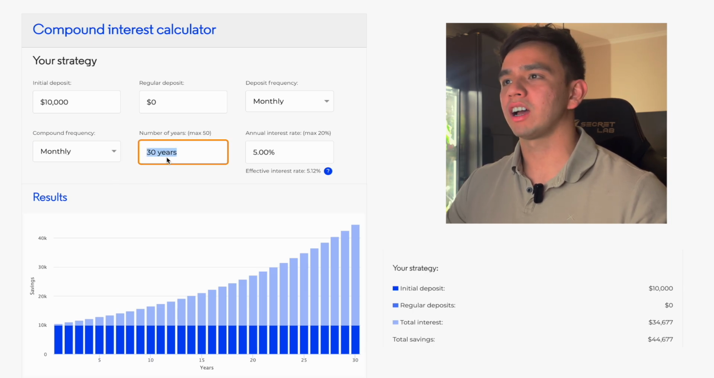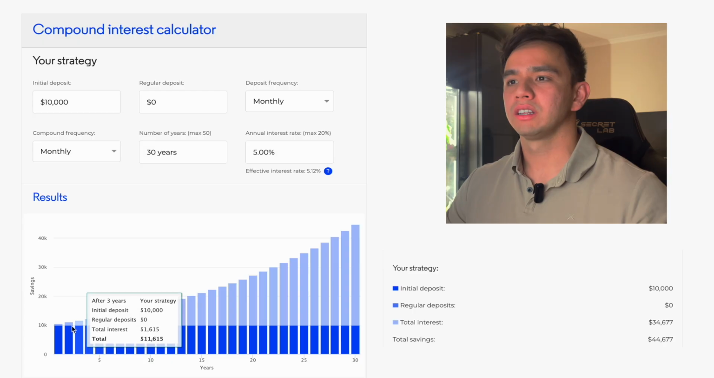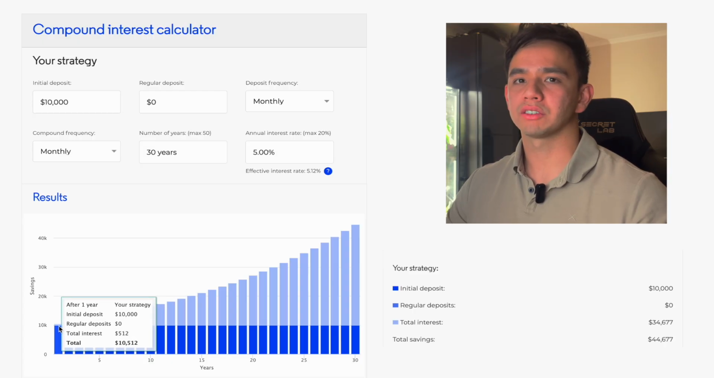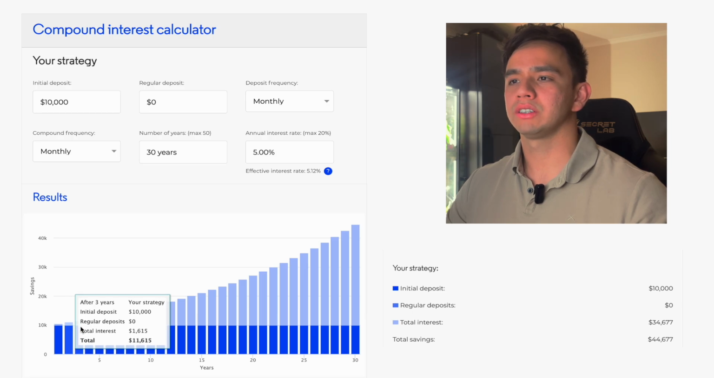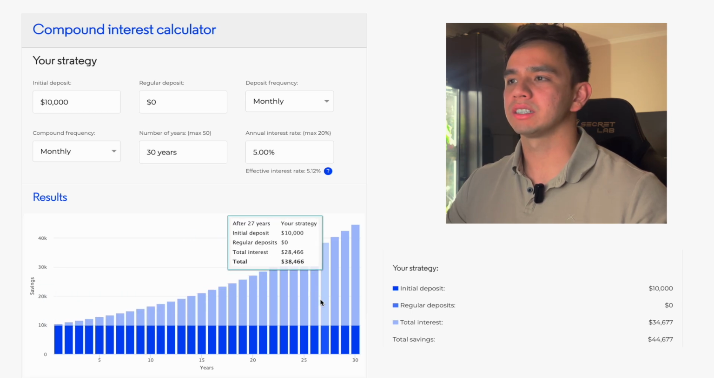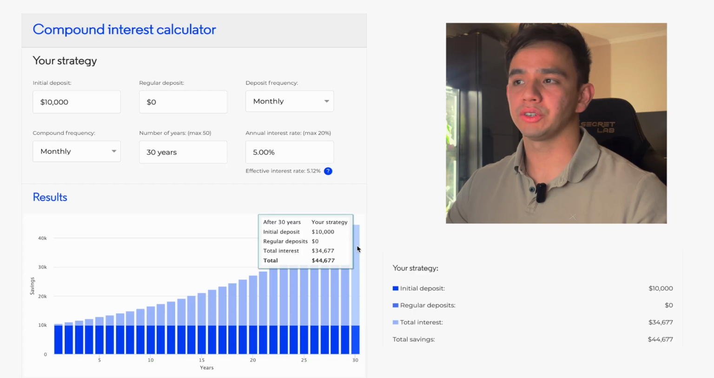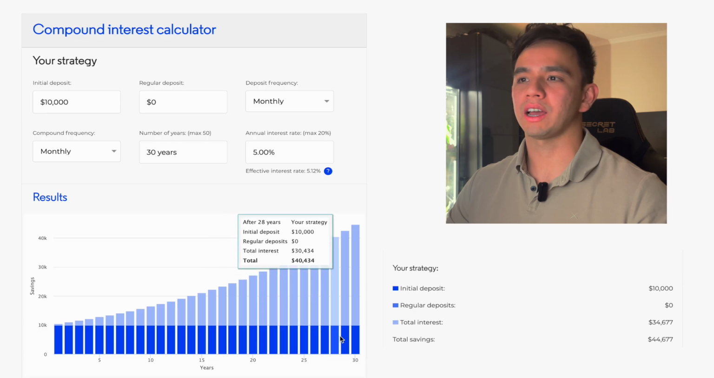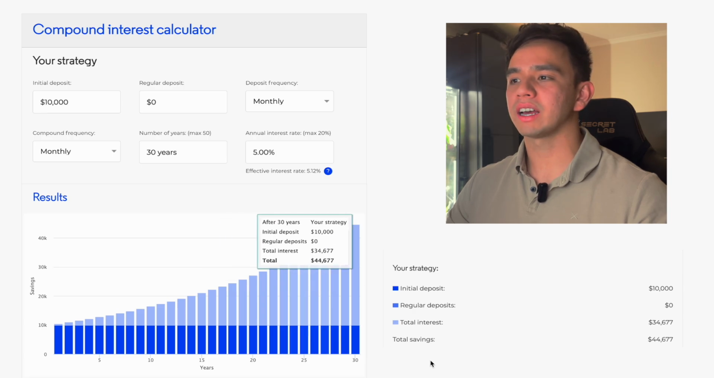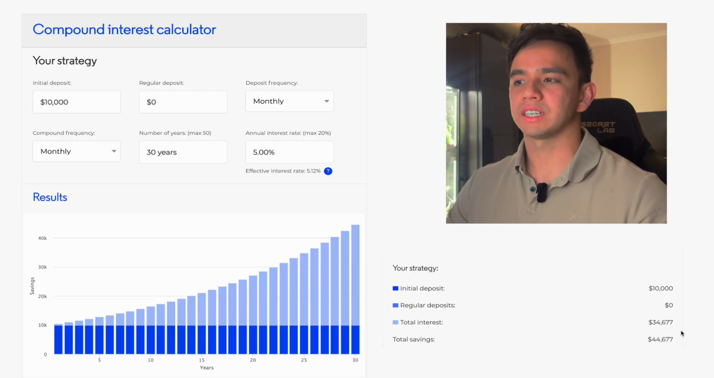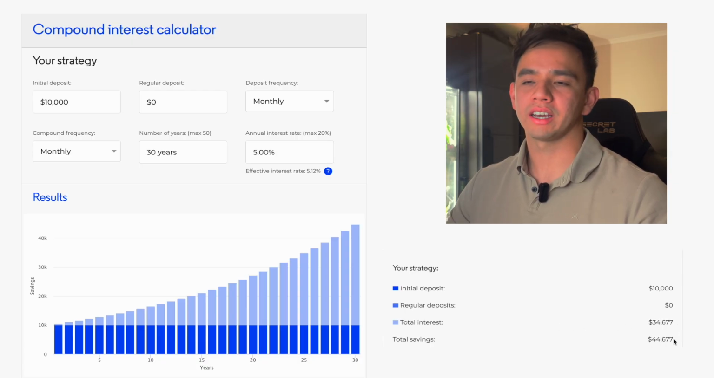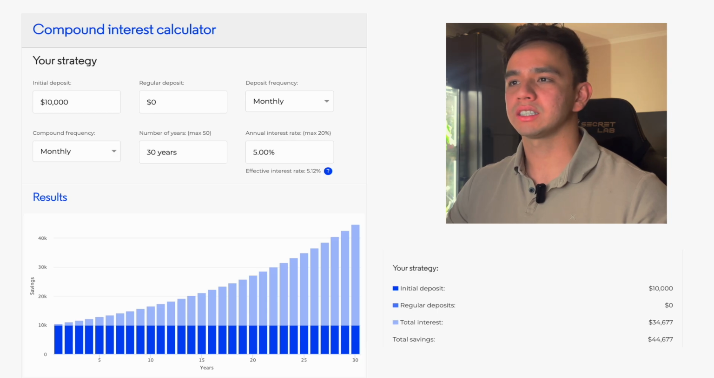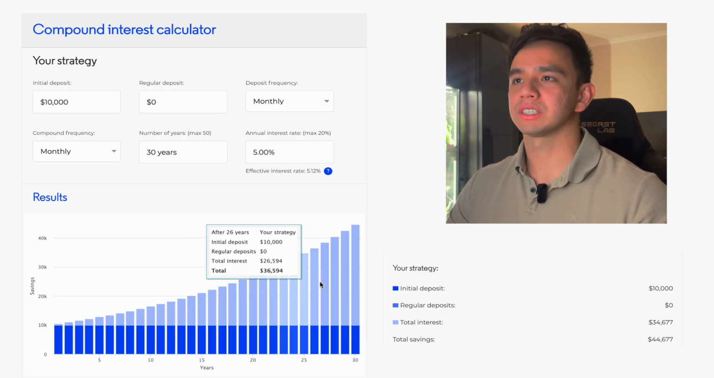Across 30 years with a 5% interest rate, you'll see the first year we get $10,000, and there's the $512 in interest. As the years go on, you can see the bars: this light blue bar is the interest that you earn, and the dark blue is your initial $10,000 that you have invested. Over that time, the interest that we earn is $34,677, bringing your total to $44,677. So that's the power of compound interest.